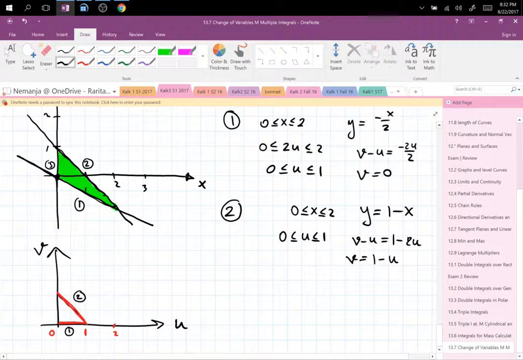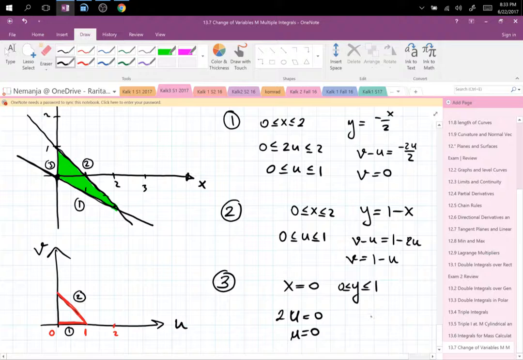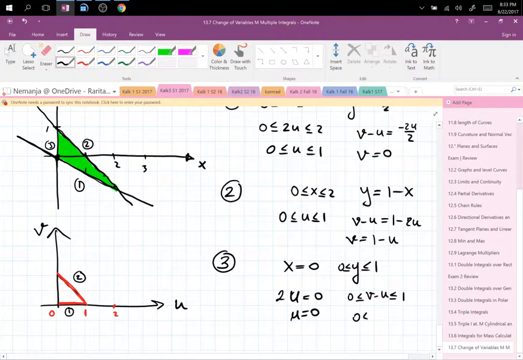That's number 2. And then line number 3. When you look at the picture up there, x is always 0. And y is stuck between 0 and 1. So when you plug in 2u for x, you get u is 0. And you plug in v minus u for y, but u is 0, so you just get that v is between 0 and 1, which is just this line. Okay, I got it.